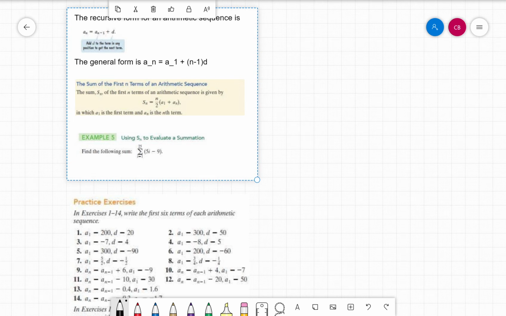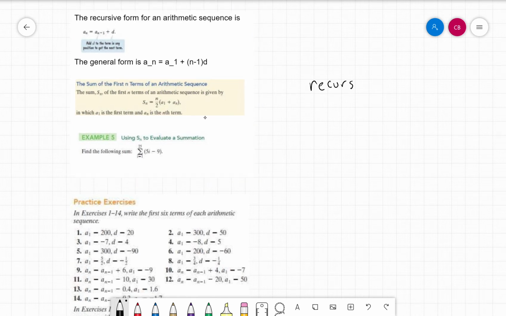Okay, so we're going to look at these couple formulas real quick. We have the recursive formula, and all that it says is a_n is equal to a_(n-1) plus d. All this is saying is that if you know the term before it, and you know the common difference for an arithmetic sequence, you can add the common difference to the term before it, and that will give you the next term, a_n.